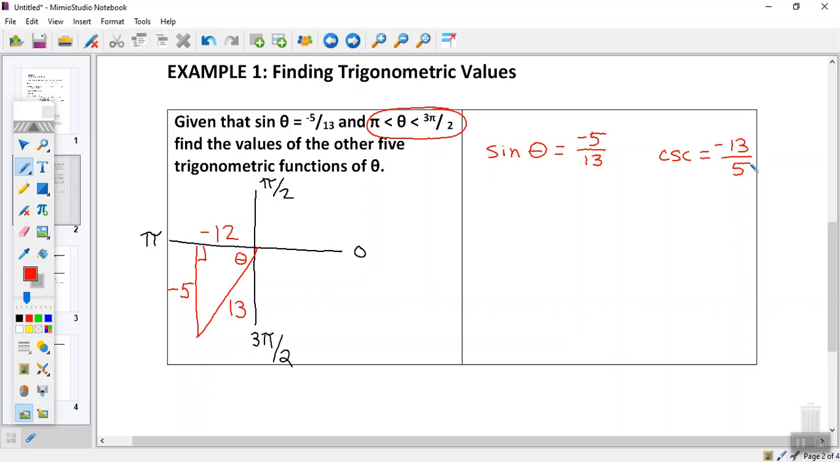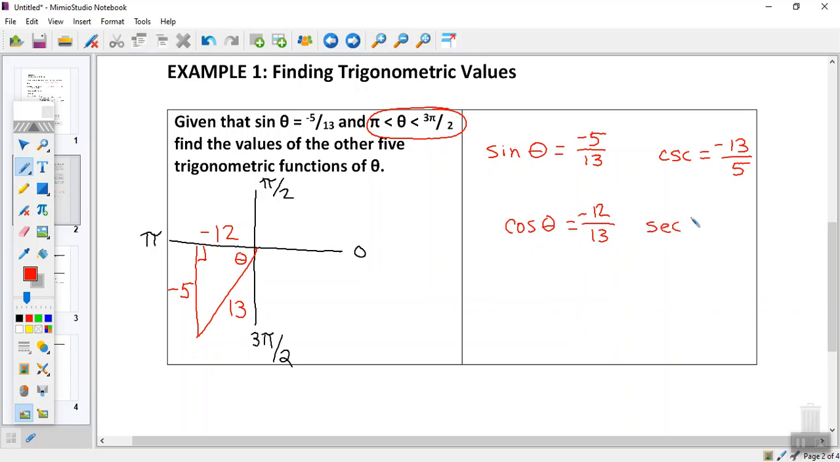Okay. Do I have enough information then to work with the cosine? Okay, what's the cosine going to be in that diagram? Negative 12 over 13. Guys, what's the reciprocal then of the cosine, or the reciprocal identity for cosine? Secant. So secant has to be.